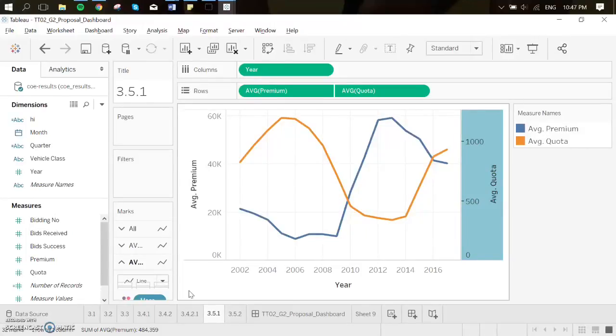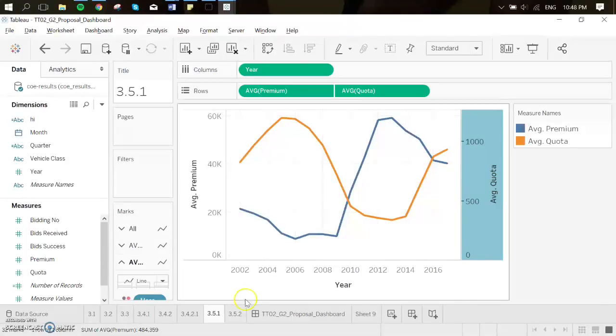So we can check by using year in the columns and premium and quota in rows, changing both of their measurements to average so that we can view the relationship over the years. From our graph, you can see that as average premium increases, average quota will decrease with it. This is because when average premium increases, the demand for COE will decrease. Hence, the number of COE available for bidding will decrease as well.